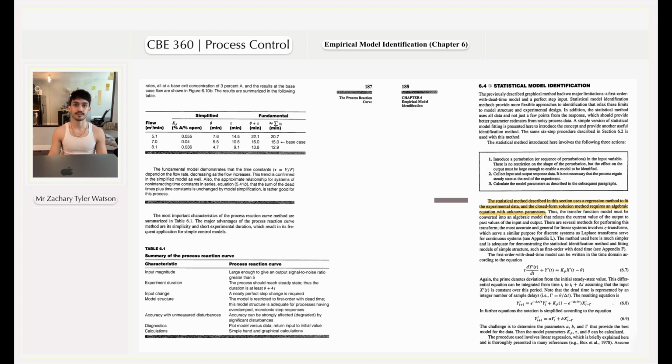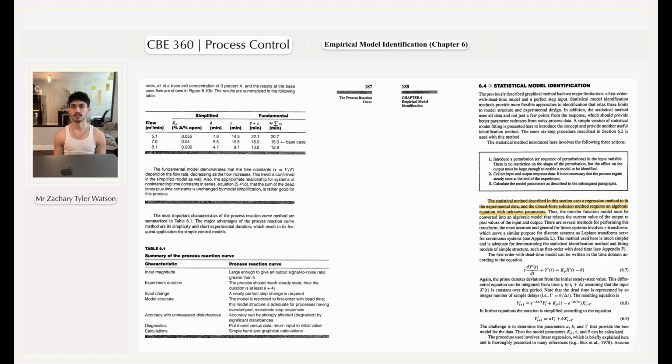The statistical method described in this section uses a regression method to fit the experimental data, and the closed-form solution method requires an algebraic equation with unknown parameters. Is this keying me in to say that we have another 2 methods? Plus the transfer function. Let me read it again because I had a question. That doesn't make any sense. The statistical method implying one method, or maybe you could have more than one statistical method, but they're just generalizing it. Why do they say it like that?